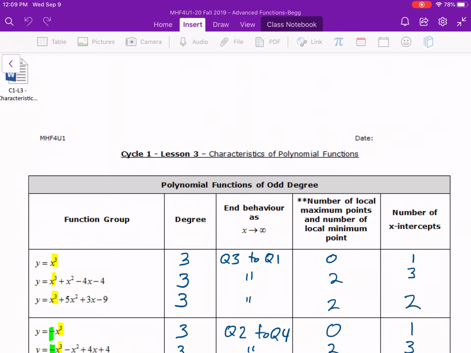This is Cycle 1, Lesson 3 of Advanced Functions, MHF4U1. Today we're looking at characteristics of polynomial functions. There's a whole lot of information in this lesson.